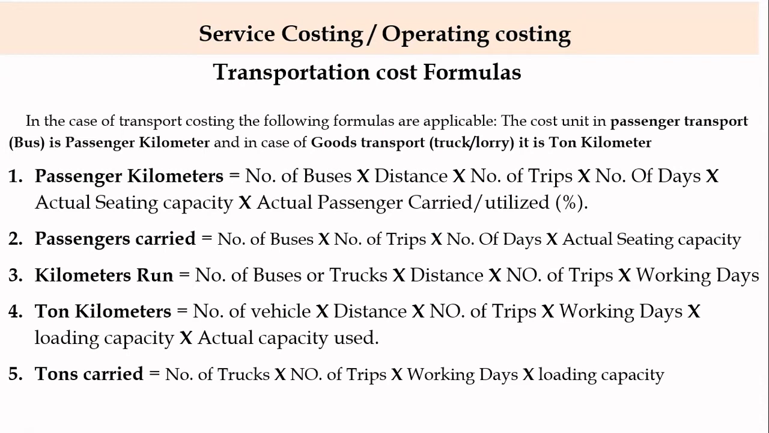That will be given in the form of percentage. And next is how many passengers carried, meaning number of buses into number of trips into number of days into actual seating capacity. So in this, distance and passengers utilized is skipped here. Just look at these formulas very carefully and be thorough with this.